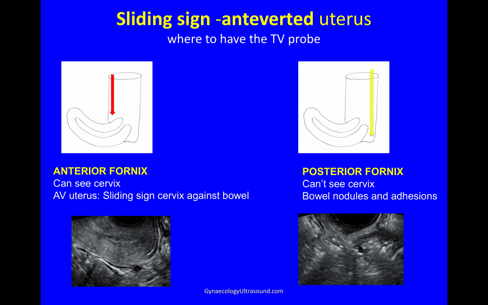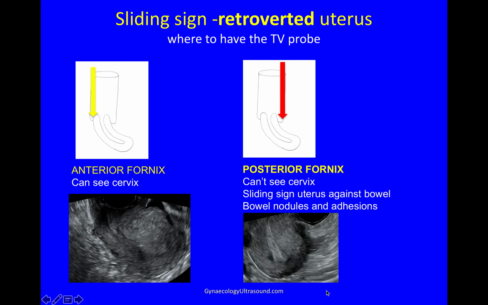Now, how to do the sliding sign, it matters where your probe is. So in this example, in an anteverted uterus, this is the anterior fornix, and this is the view you get. You can see the cervix, and so you can also see the sliding sign, which just means the mobility between bowel and cervix. If in an anteverted uterus you put your probe in the posterior fornix, then you can't see the cervix because it's been pushed out of the way. You can see it just there. There's the posterior cervix, so the attachment would be about there. But it's a great way for looking for bowel nodules and adhesions, especially endometriosis.